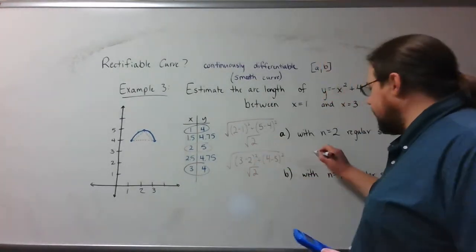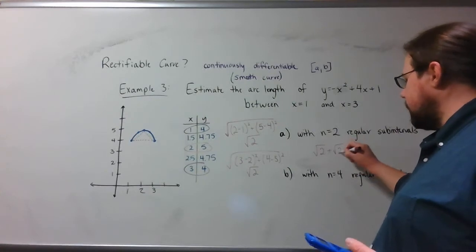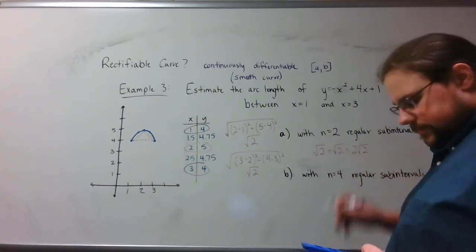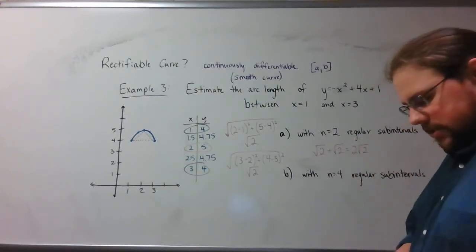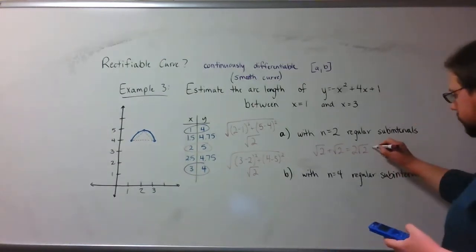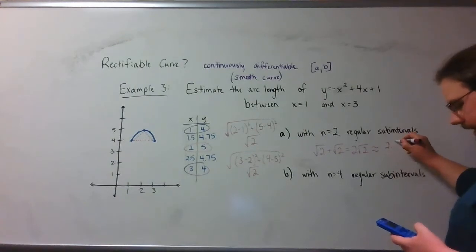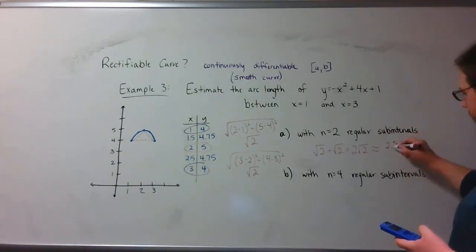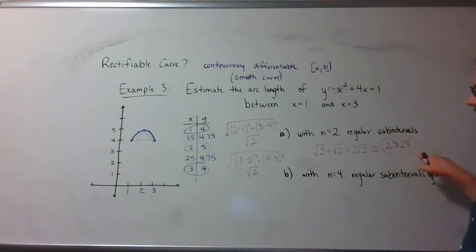So when I add the square root of 2 plus the square root of 2, it's going to give me 2 square roots of 2, which I don't know what the answer is off the top of my head. Let's see what I get. 2 square roots of 2 is approximately 2.828, and I'll leave it at that. So right now, that's my current estimate.